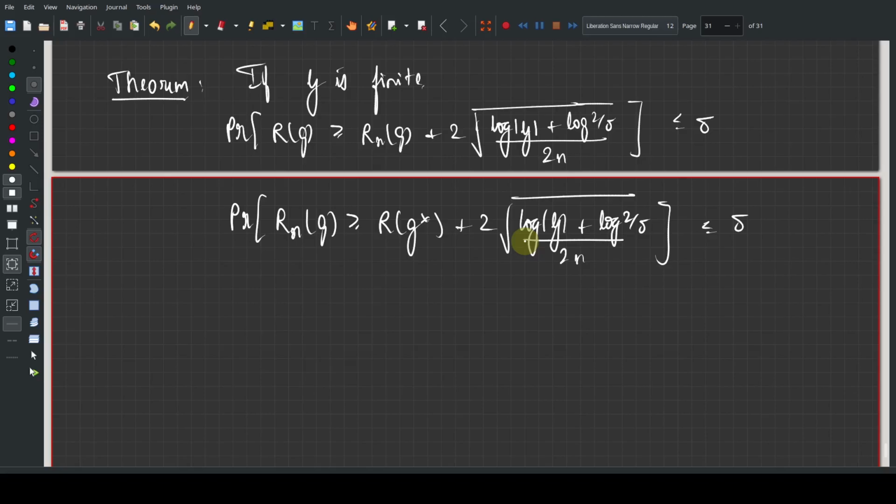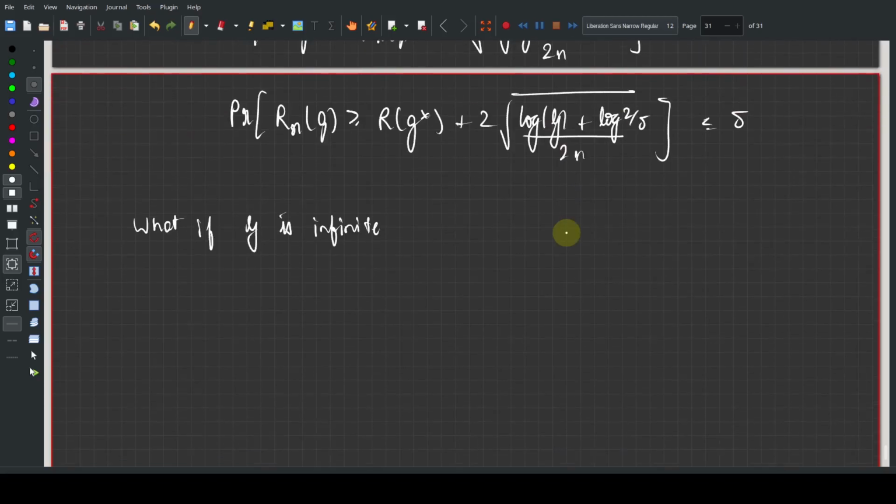But this is still a surprising result, showing that something can be done. But of course, what if G is infinite, countably or uncountably infinite? Does it mean that there is no hope to bound this at all? Of course, the union bound is now weak. I can't use the union bound any longer. So how do we improve?